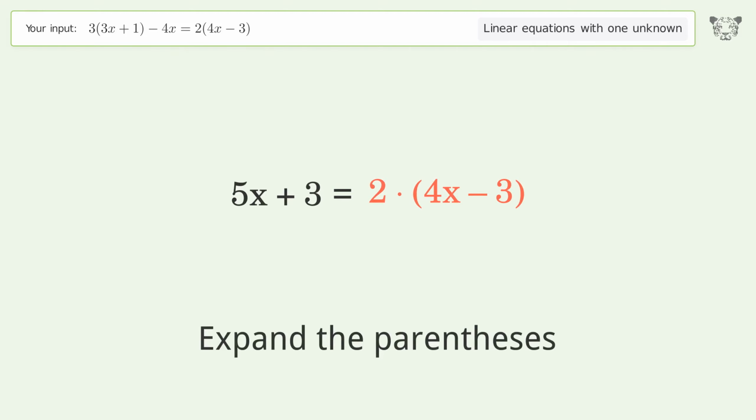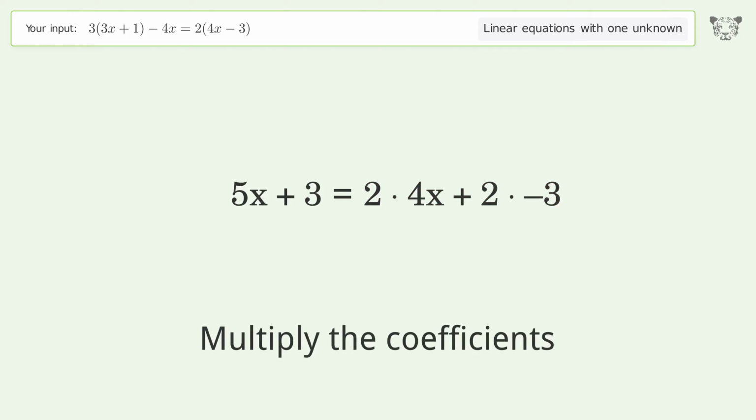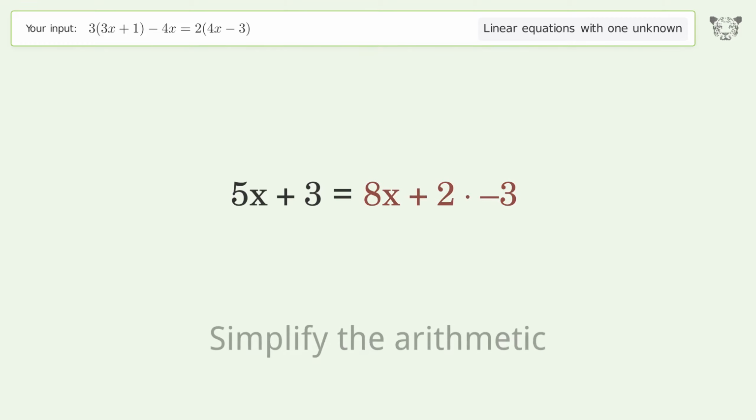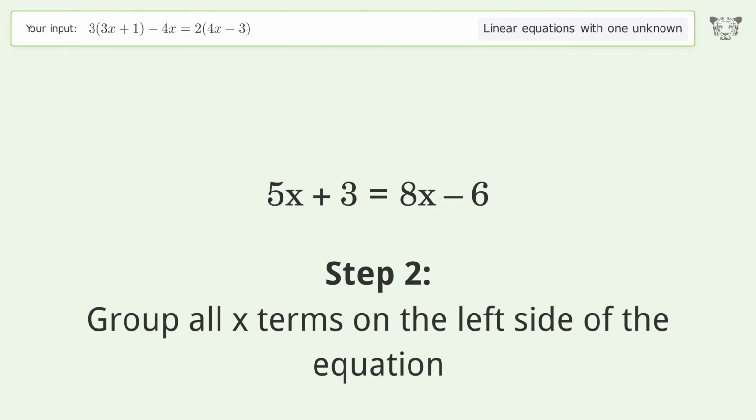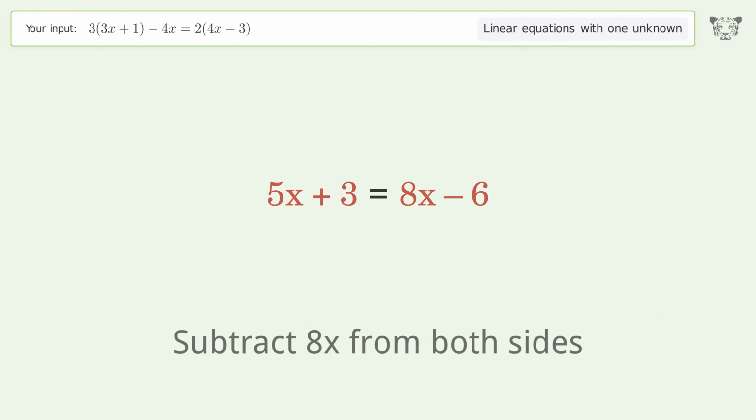Expand the parentheses. Multiply the coefficients. Simplify the arithmetic. Group all x terms on the left side of the equation. Subtract 8x from both sides.